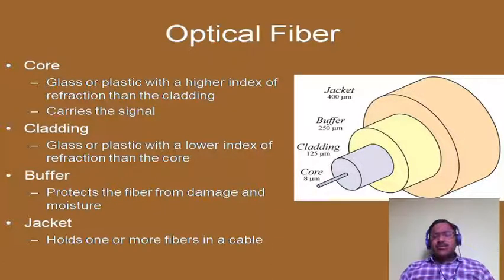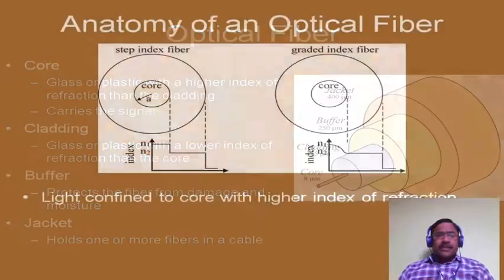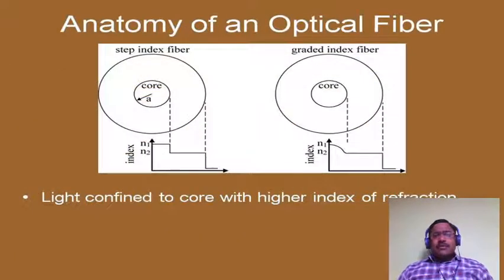The upper layer is used to protect the optical fiber from damage and moisture. The jacket holds one or more optical fibers together. The anatomy of the optical fiber is seen from this diagram. The inner part is the core, the diameter is A. The refractive index of the core material is higher than the clad material.